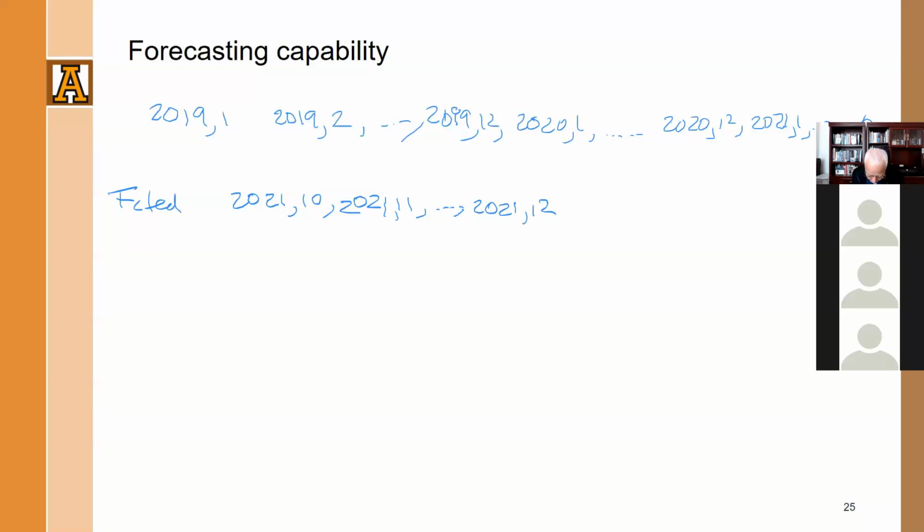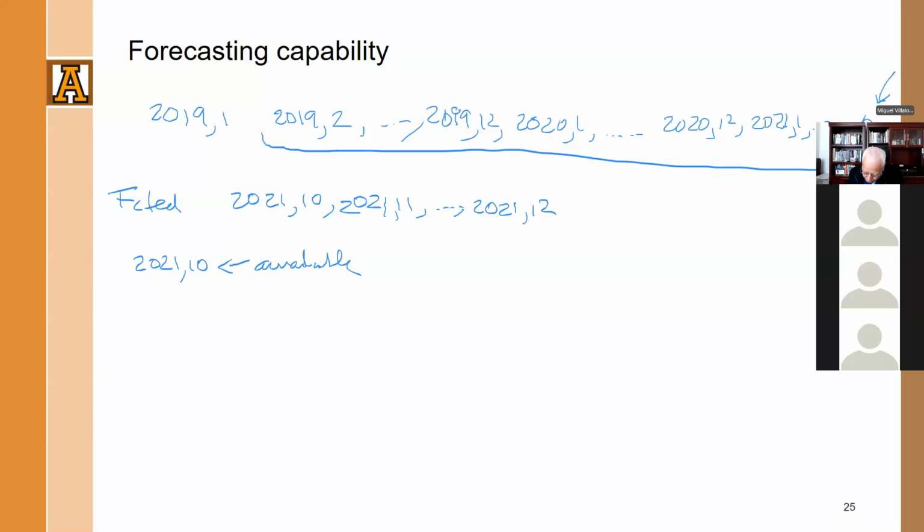Now, once the data from 2021, month 10 becomes available, what normally is done in practice is we shift: I take these months and add the last observation, 2021, month 10, and remove the first one. It's not necessary, but that's what is usually done.